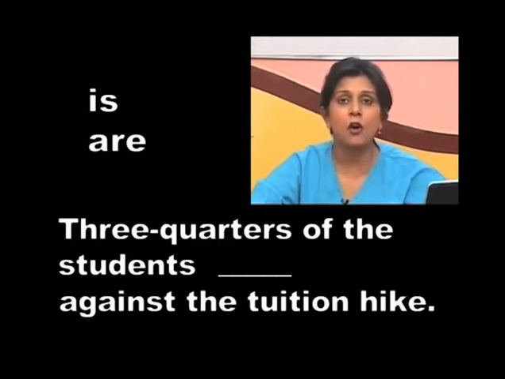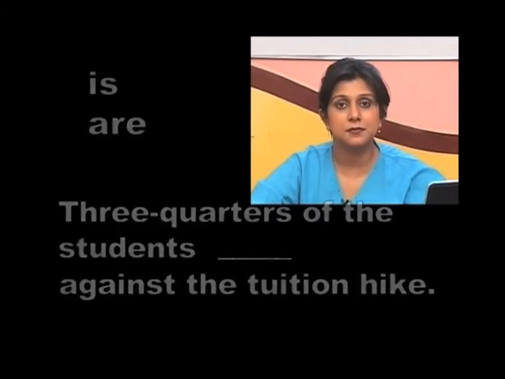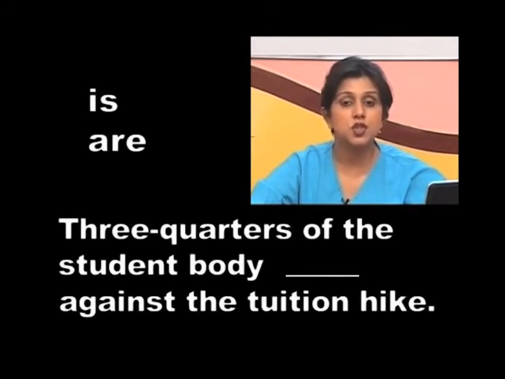Is it is or are? Sentence 11. 3/4 of the student body dash against the tuition hike. Is or is it are? 3/4 of the student body dash against the tuition hike. Is it is or are?